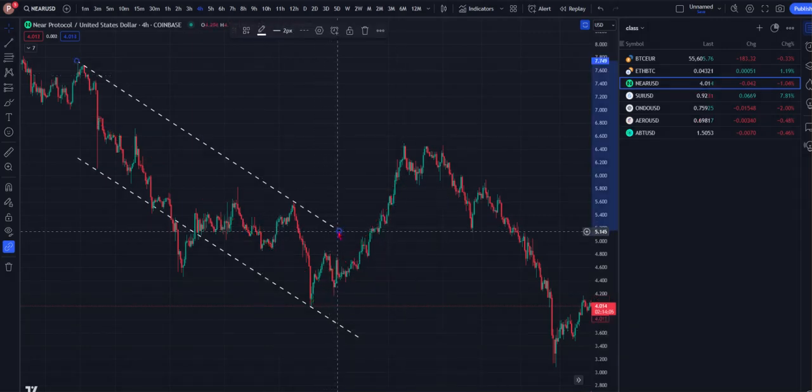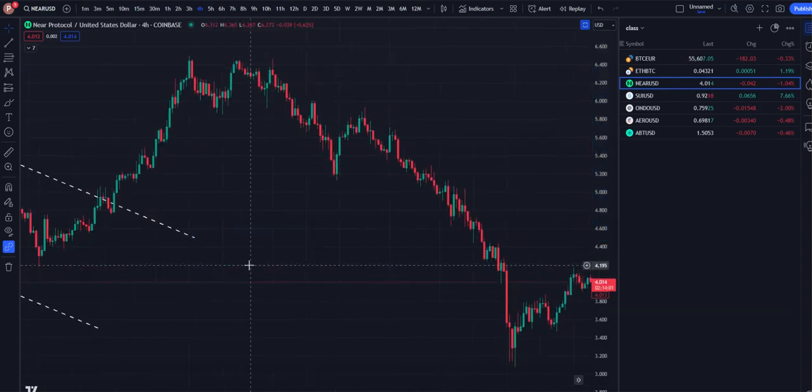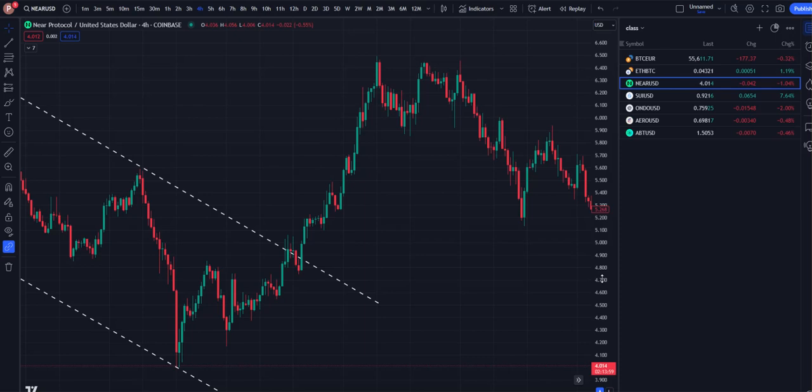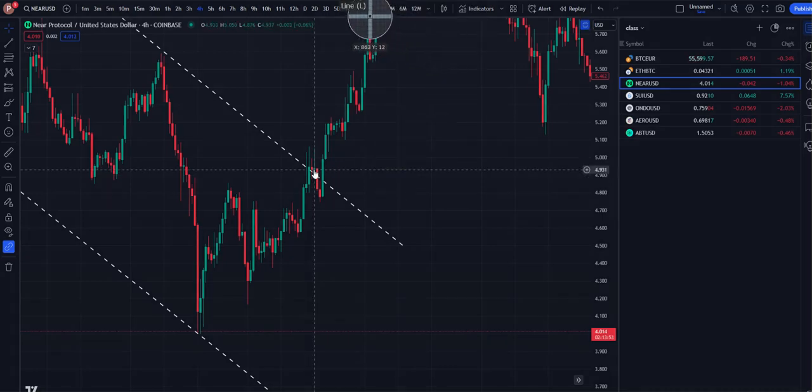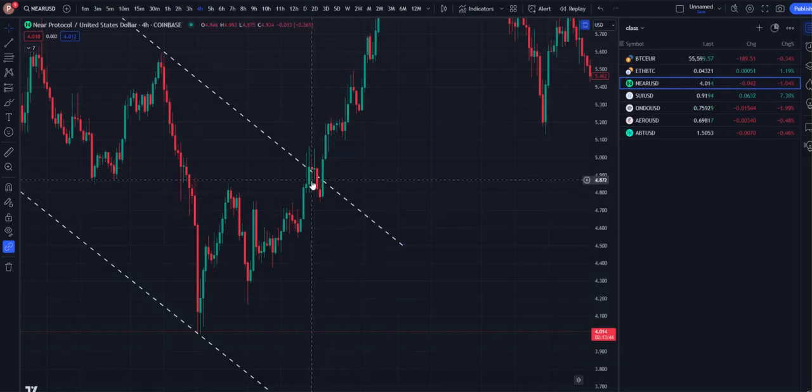Now I'll extend this line back out. I'm going to zoom in. And I know that this candle right here, this candle is my confirmation because it formed outside of it. So I know it's going to break to the upside. If I haven't purchased any SUI and I saw this downtrend, then I could have entered here.